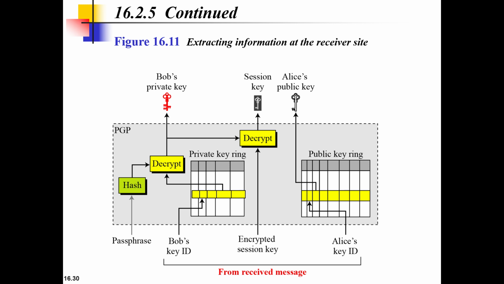This piece of information can be extracted from Bob's private key ring table. The private key, however, is encrypted when stored. Bob needs to use his passphrase and the hash function to decrypt it. The encrypted session key is sent with the message. Bob uses his decrypted private key to decrypt the session key. Bob uses Alice's key ID sent with the message to extract Alice's public key, which is stored in Bob's public key ring table.